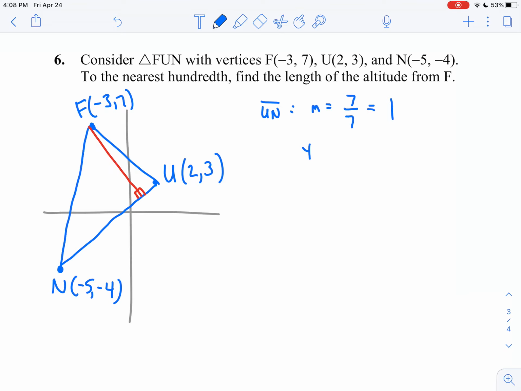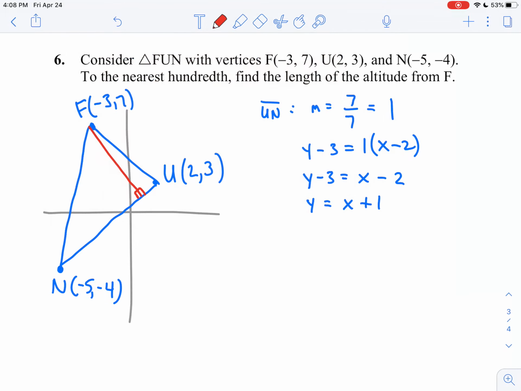So I'm going to go with point slope form from yesterday. y minus 3 equals the slope of 1, which some people don't like to write the 1. That's fine. I'll pause there for a second. Okay, you convinced me. Keep going. We're going to distribute the 1, and then add the 3. And so there is the equation of segment UN.